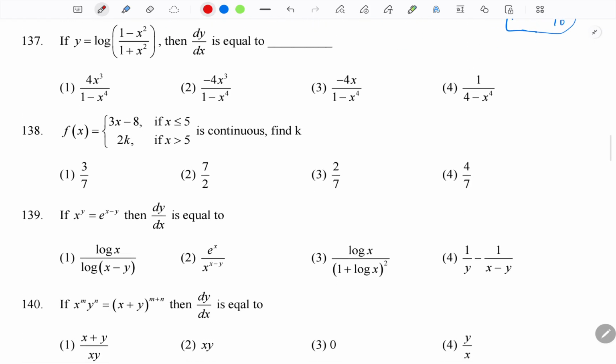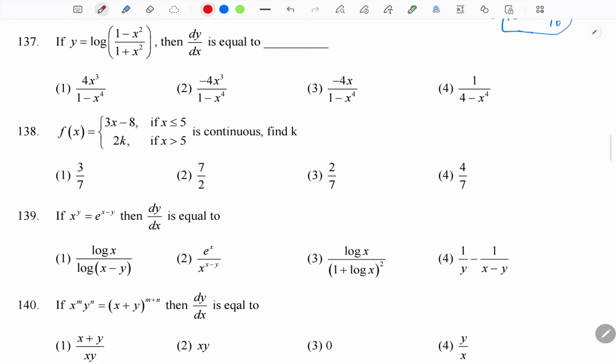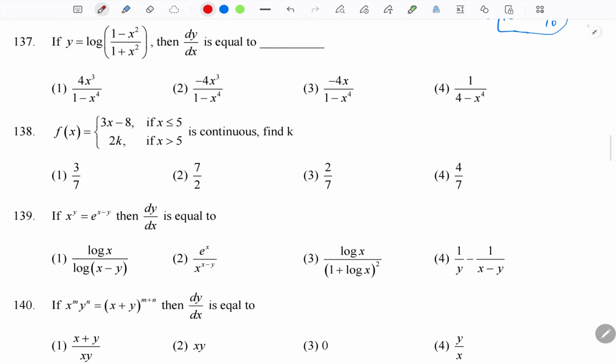It's a very easy question, right? And also they are asking only the first derivative, right? First see this one. It looks like log a by b, right? What is log a by b? Log a minus log b.